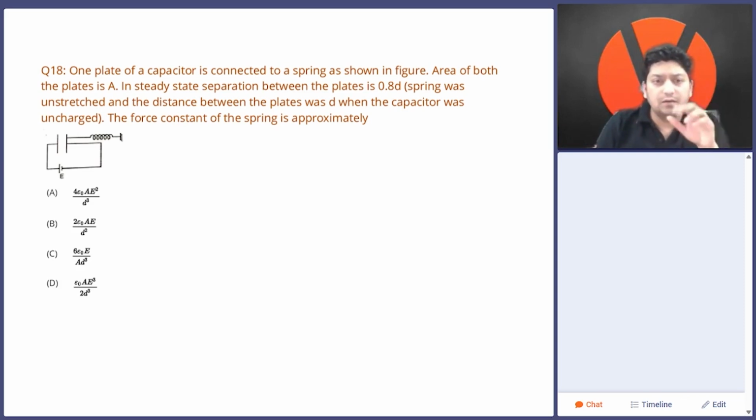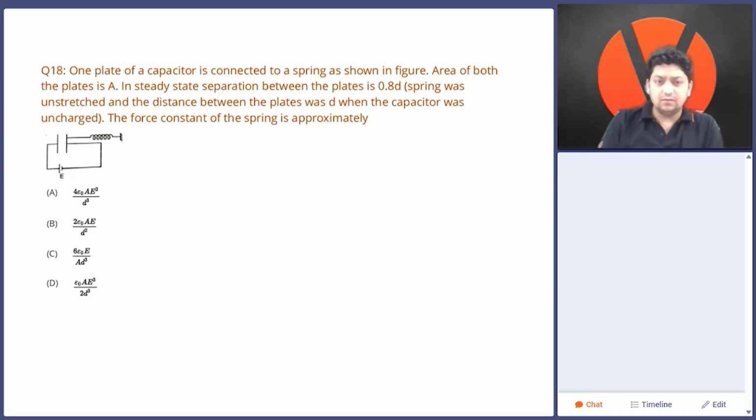So at that moment, the separation between them is 0.8 D. The spring stretched and the distance between the plates was D when the capacitor was uncharged. The force constant of the spring is approximately... Force constant we need to figure out. Okay, no problem. Let's try to solve such type of question.